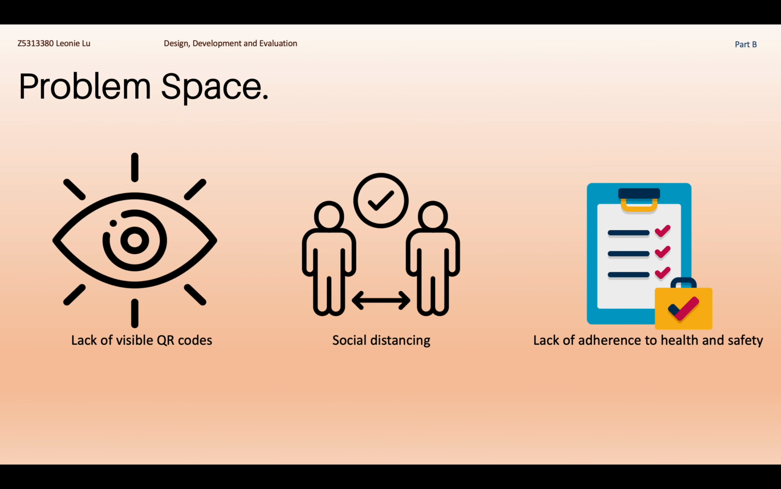Previous user research from Part A indicates that the main issues with adhering to health and safety regulations are that users forget to check in due to a lack of visible QR codes, are unable to social distance due to crowded carriages, and have safety concerns when boarding vehicles where passengers are not adhering to health and safety regulations.